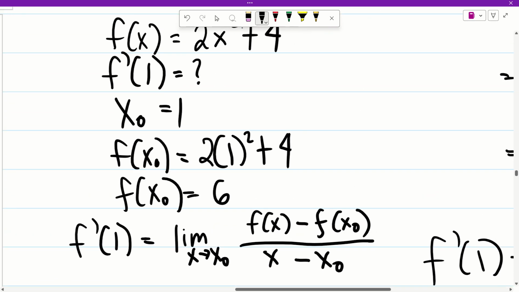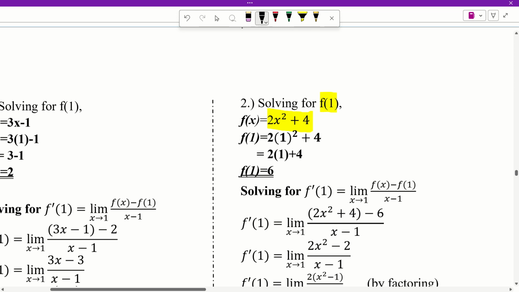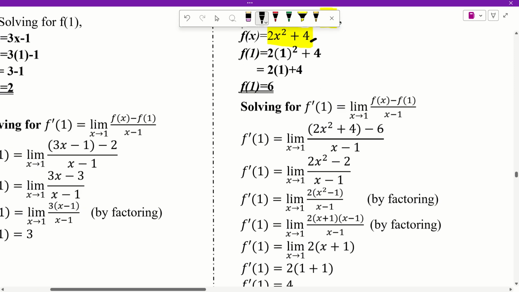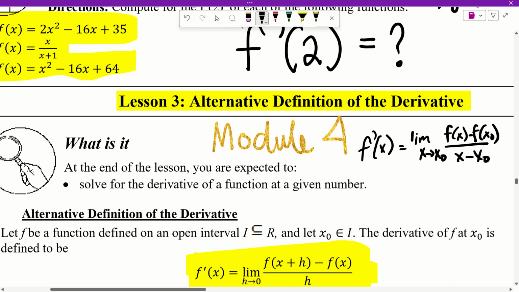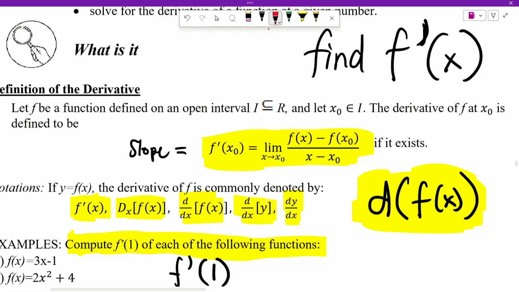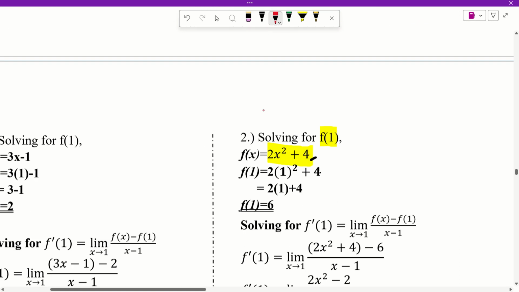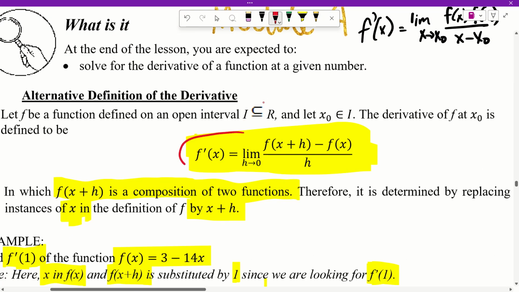Let's look for the answer using the earlier formula. With 2x squared plus 4, the answer is also 4. It only means that using this formula, the same answer is derived as with the other formula.